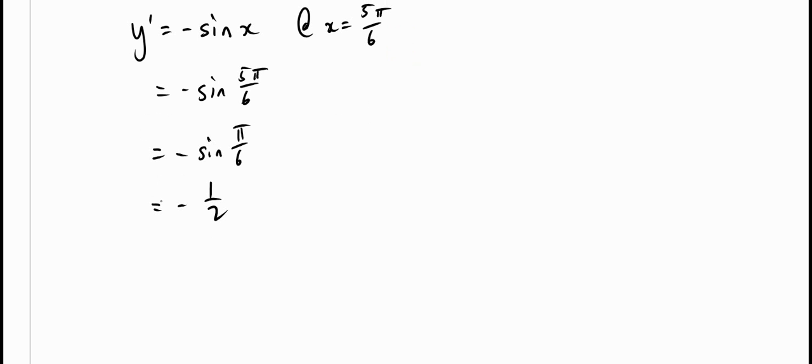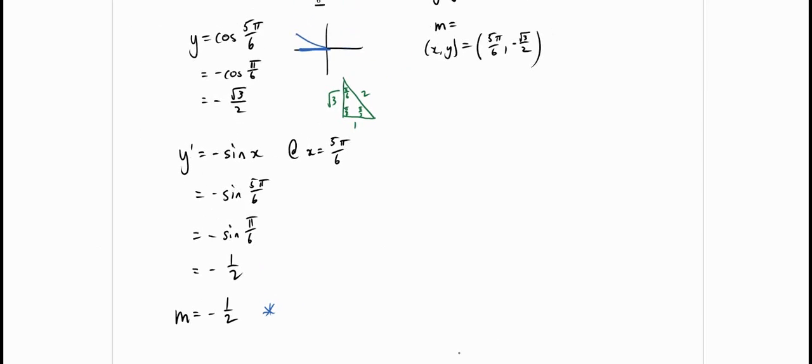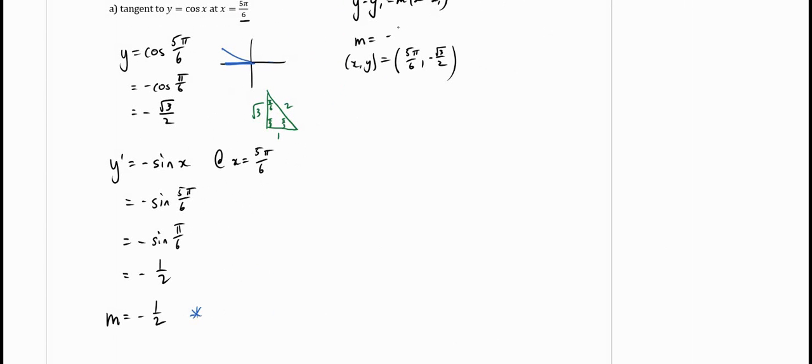So what does this mean? When x is 5 pi over 6, y prime is negative a half, so that means our slope is negative 1/2. You need to state that, by the way. State m equals, or write slope equals, or something like that. Okay, now I've got everything I need to use this formula. That was the whole point, is I needed the input.